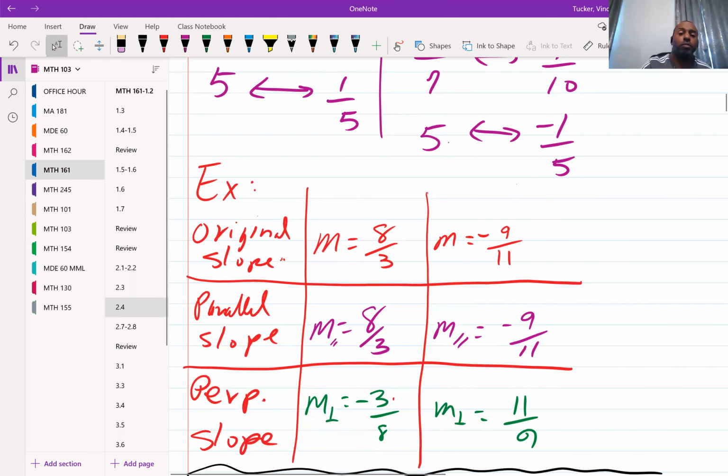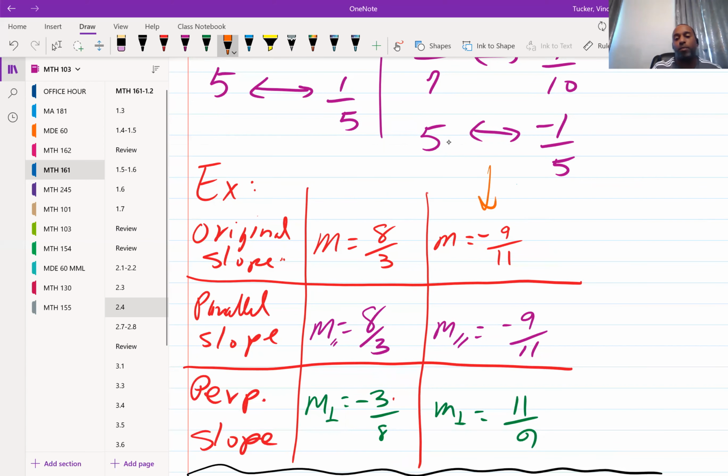Okay. So looking at the first column here, if the slope of my line is 8/3, and I want a line that's parallel to it, that slope will be 8/3 as well. Remember, parallel lines will have the same slope. If my slope is 8/3, but I want a line that's perpendicular to it, I'm going to flip the fraction and use the opposite sign. So that's how I got -3/8.